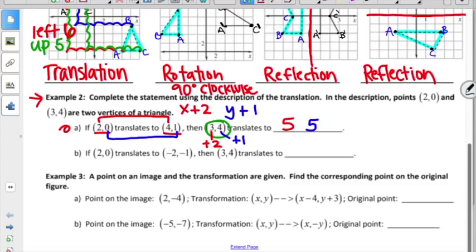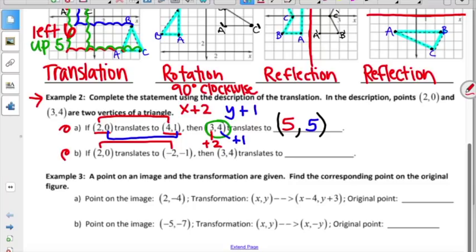Okay, let's look at B. If 2, 0 translates to -2, -1, then 3, 4 would translate to blank. So again, let's look at our x terms. We have 2 and -2. Well, that one is going to be subtracting by 4.